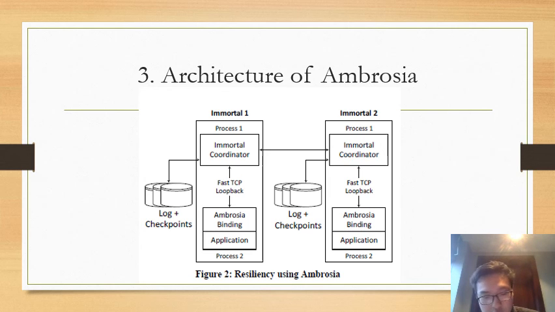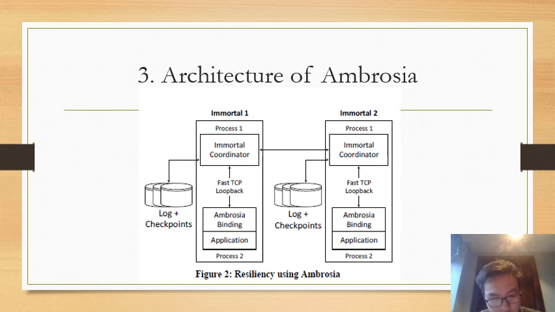Each immortal is composed of 2 running processes, which are expected to run on the same virtual machine, container, or physical machine. These 2 processes communicate through local TCP, and on a Windows machine, they will use fast TCP loopback.